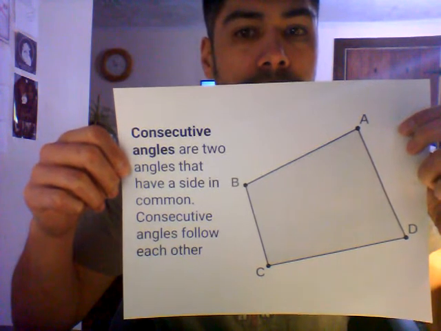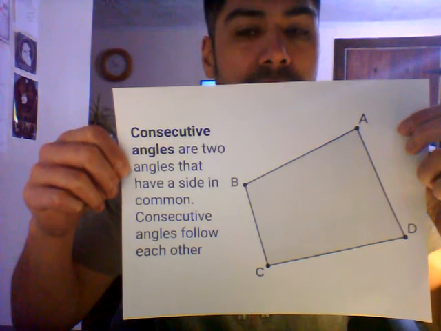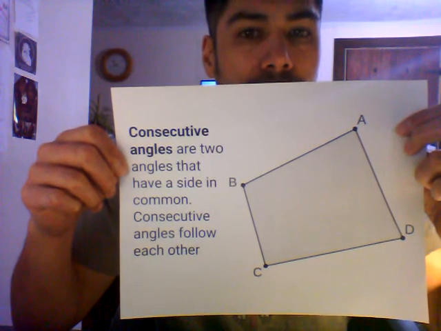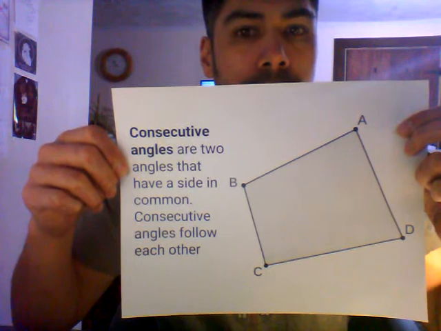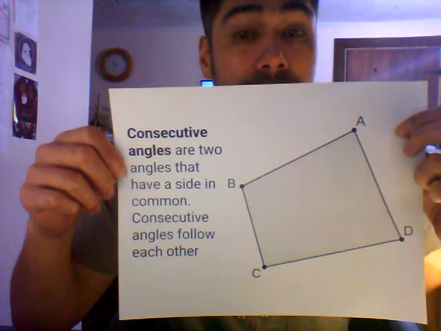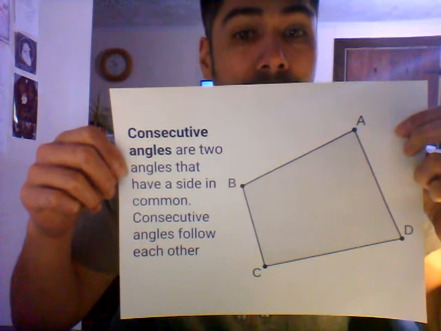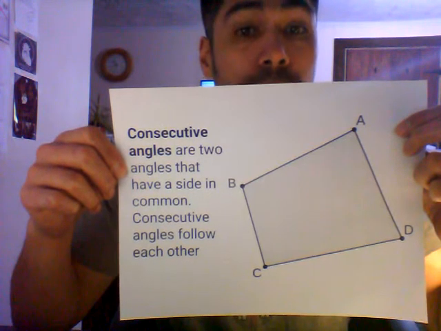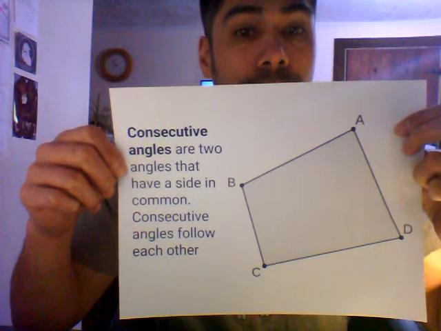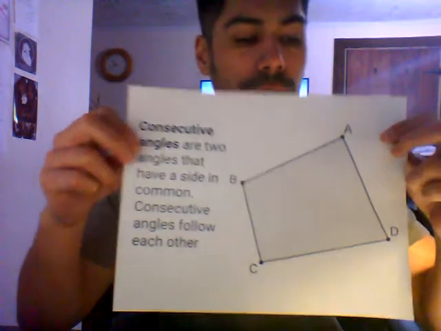So let's look at another angle. What if we were going to talk about angle D? What are our consecutive angles for angle D? Well, if you're thinking the consecutive angles for angle D are angle A and angle C, you would be exactly right. And our opposite angle for angle D is angle B. Alright, so our consecutive angles are the neighboring angles.